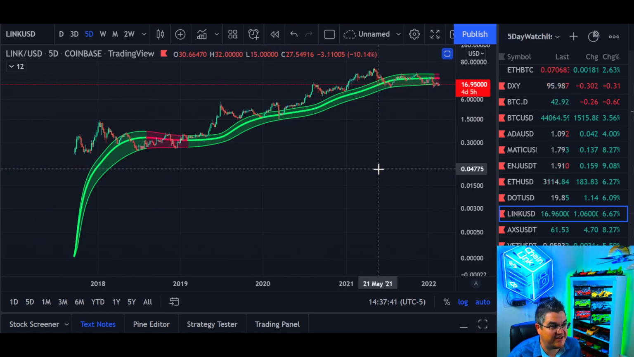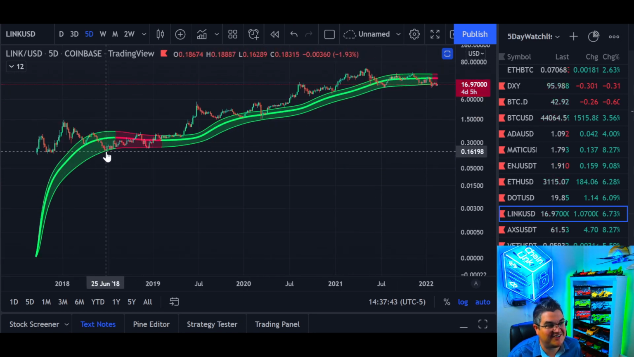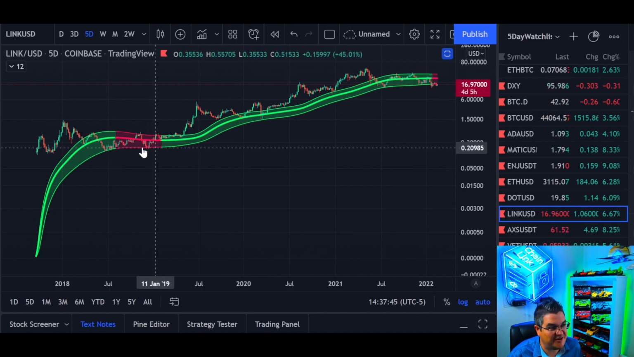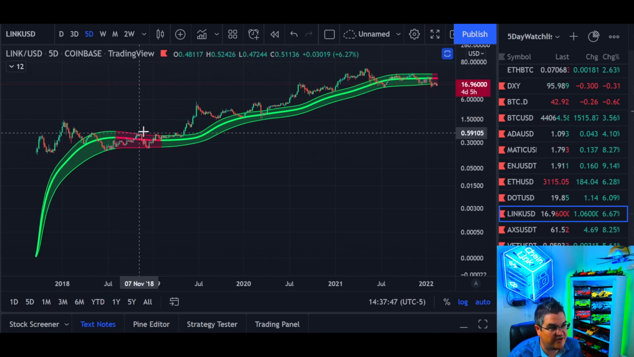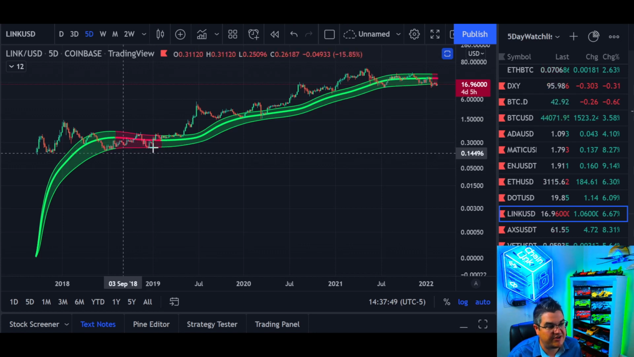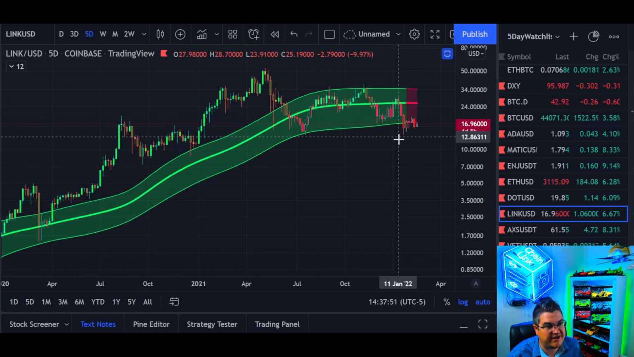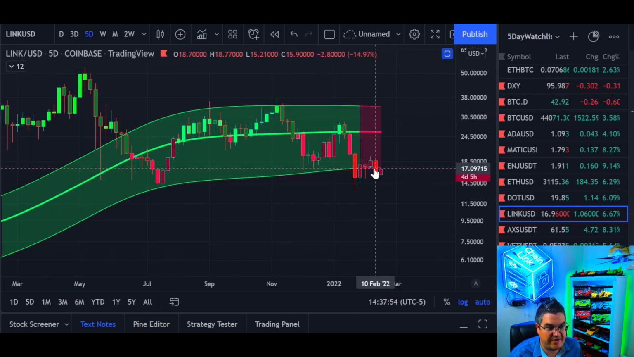Let's zoom out again and make you dizzy as hell. But we've been down here a couple times. Bottom, come back out, hit the top, come back out, hit the bottom. Back in the 2018 bear market, right? So we're here again, but we've been down here for a while, right? We've been down here long.